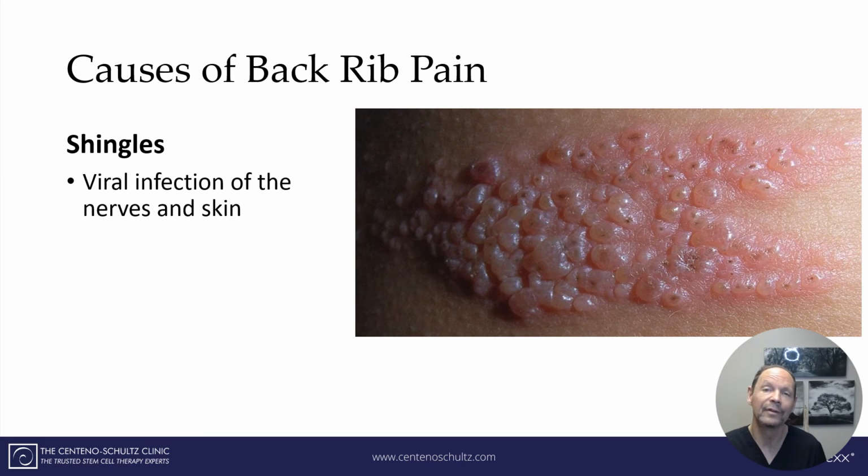In addition, you can have an infection. The most common infection in the thoracic spine is shingles, which is actually a virus which causes significant inflammation to the nerve and to the skin. And it usually gives rise to a constellation of blisters that are along the path of the nerve. It can be extremely painful and a cause of back rib pain.